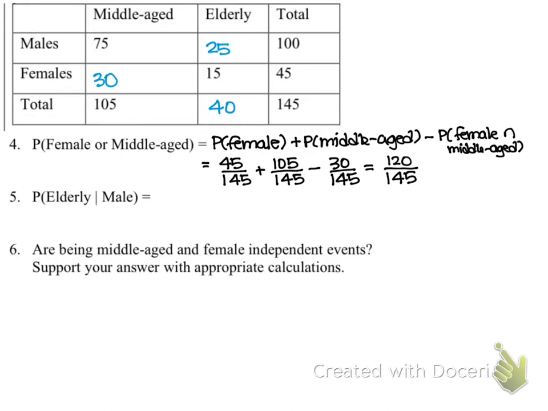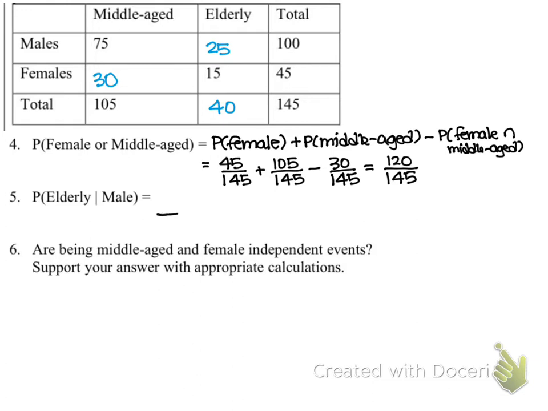Remember, probability needs to be between 0 and 1. Could be 0, which means it's not going to happen at all. Could be 1, it's 100%, means it's going to happen all the time. There's no such thing as a probability that's going to be larger than 1 or less than 0. Okay, so now we have probability of elderly given male.